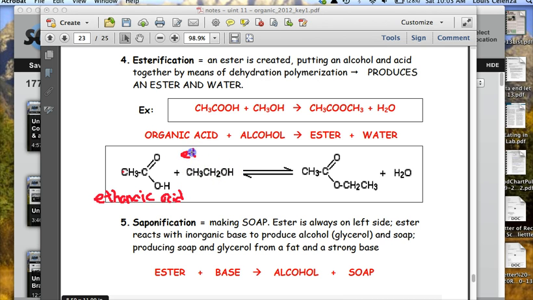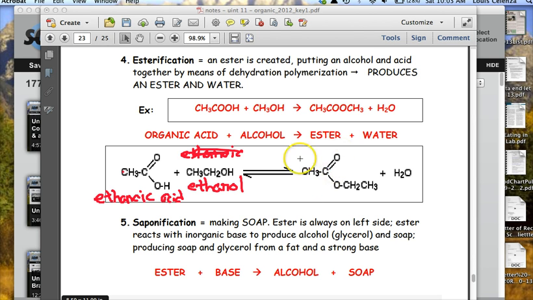So this would just be ethanoic acid. No need to put a number. I'm sorry, this is ethanol. There's no need to put a number because since there's only 2 carbons, that OH is always going to be on the first carbon. But if you put 1-ethanol, would it be marked right?